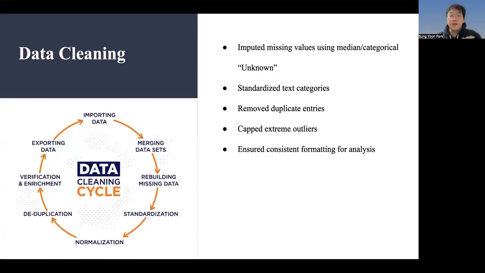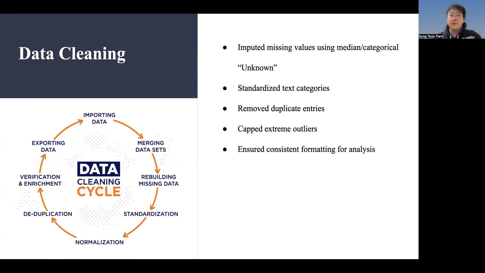In the cleaning phase, I addressed both missing values and inconsistencies across the data set. For continuous variables such as age and tumor size, I used median imputation. This approach kept the distribution stable while filling gaps. For categorical variables like treatment type or smoking status, I used the label unknown to avoid introducing bias.